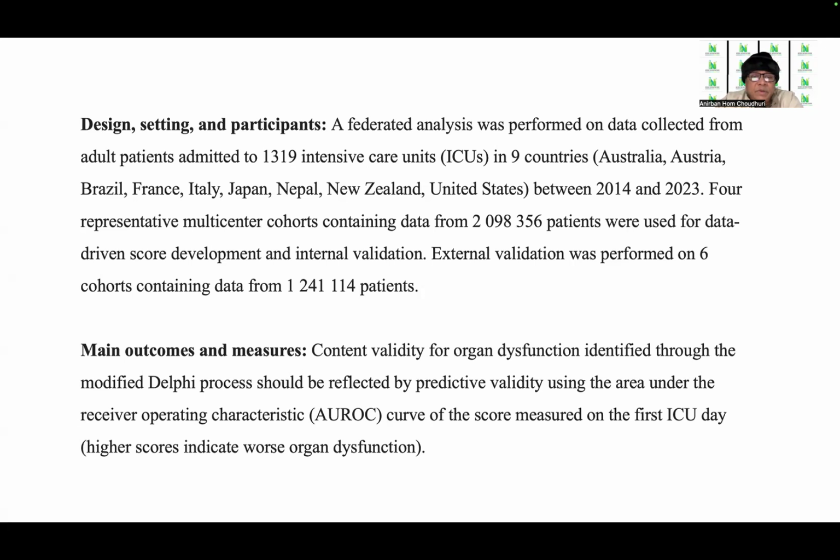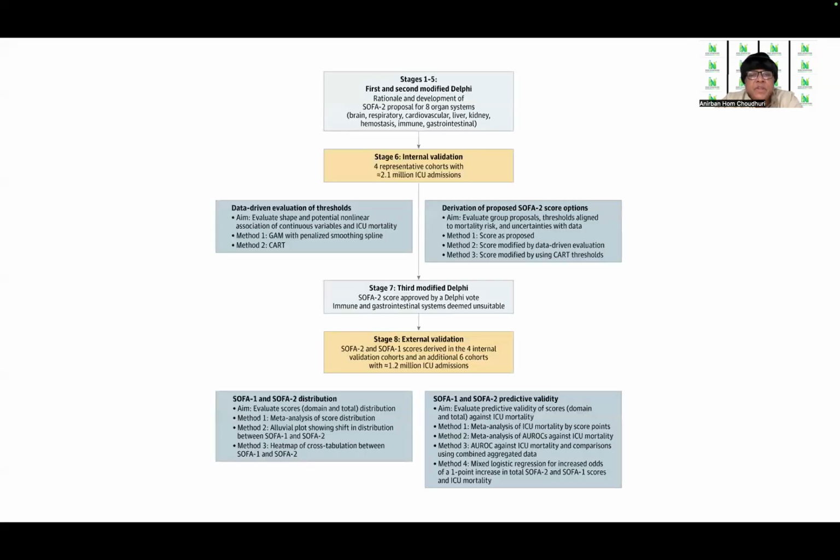So, the main outcomes and measures were the content validity for organ dysfunction identified through a modified Delphi process, which was reflected by predictive validity using the area under the ROC of the score measured on the first day of the ICU. So, a high score indicated worse organ dysfunction. Now, this is the flow in which it was done.